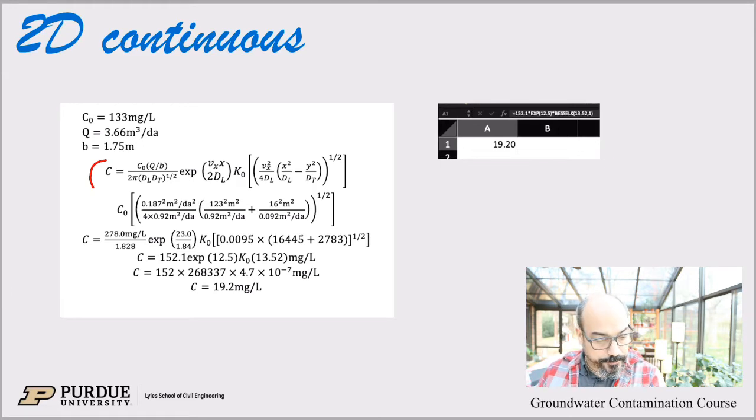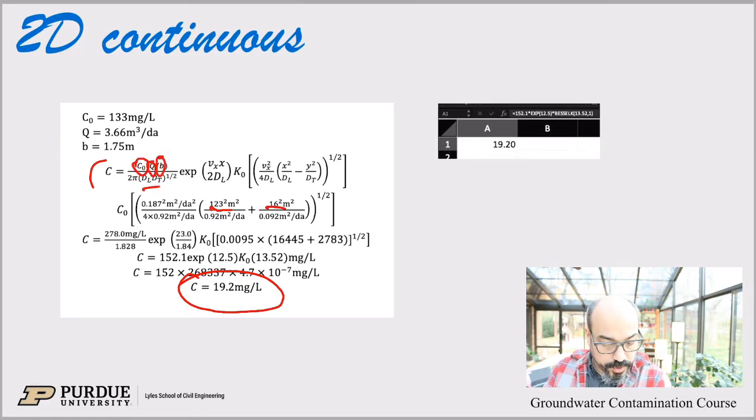Okay, so now if we plug everything in, we find the steady state concentration at 123 meters downstream and 16 meters to the side. Everything else we know: C0, Q, B, the two dispersion coefficients that we just calculated, and the downstream velocity that was given to us. So everything is known essentially at this point.